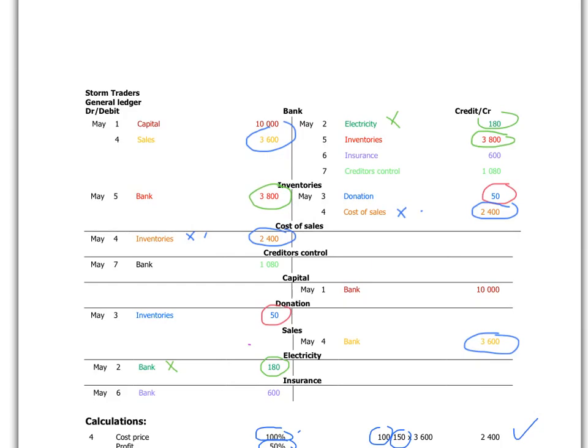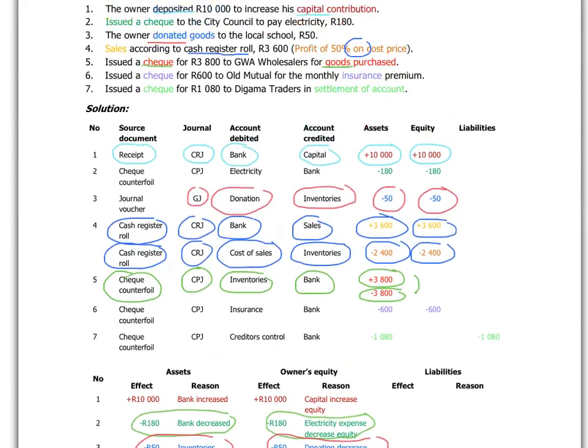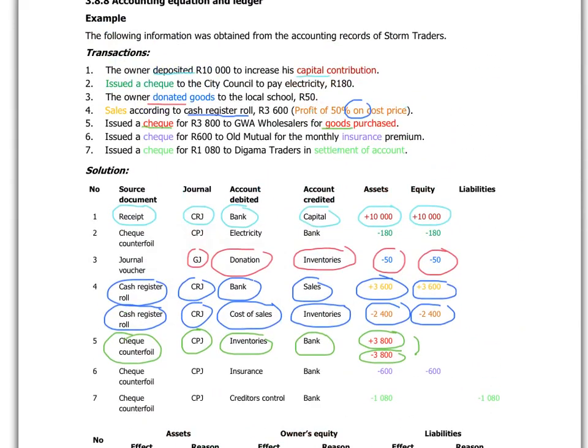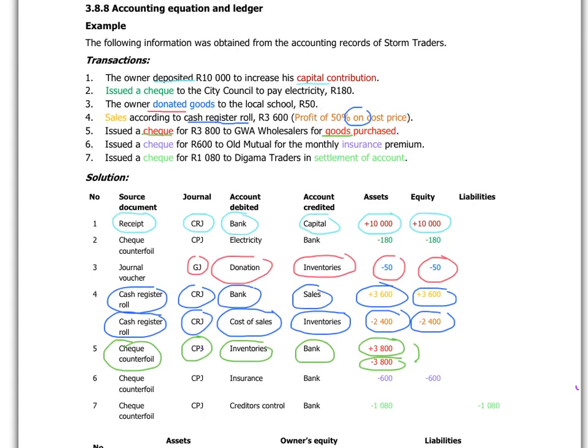We will now complete the next transaction. And in this transaction, we pay insurance. So if we look at this transaction, we issue a check. So that means that the one entry will be in the bank because we issue a check.